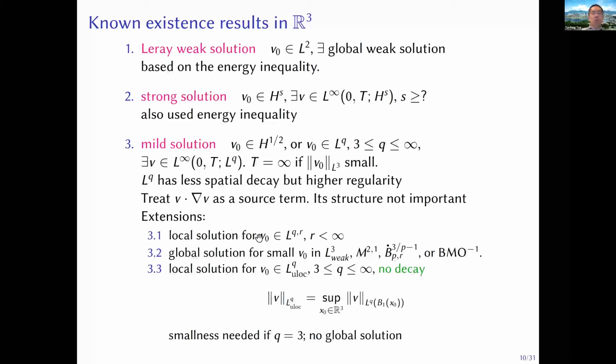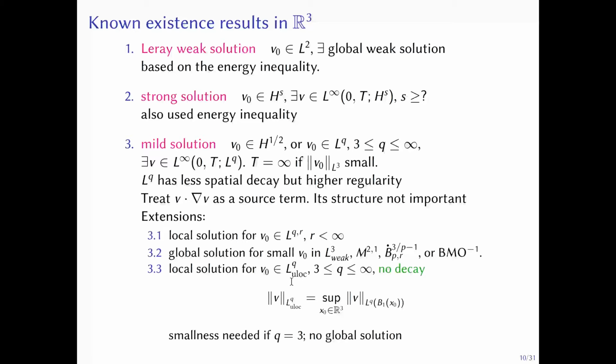So we can consider Lorentz spaces, and we have global solutions for small data in the scaling invariant norms. So this one is the Besov space. This is BMO minus one, the Koch-Tataru space. And then another extension is in LQ uniform local. So LQ uniform local is defined by this norm. We look at the LQ norm over a unit ball, and we take a supremum over the center. X now is any point in R3. And then smallness is needed if Q is equal to three. But then we don't have a global solution because we don't have any decay in this norm for the heat evolution. So this thing is always local in time.